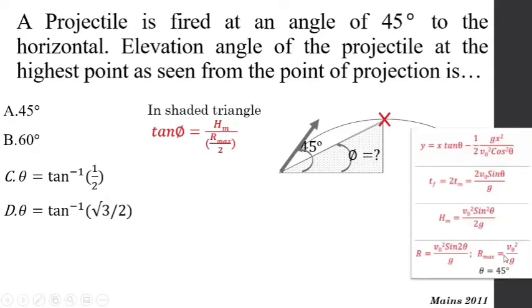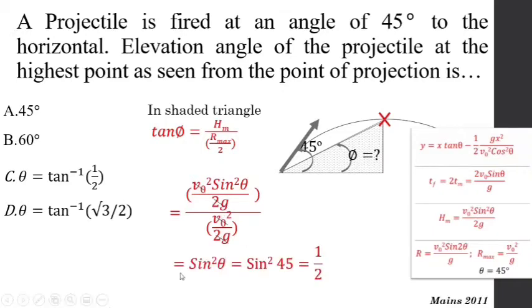Here you can see that R max is V square by G and H max is V0 square sin square theta divided by 2G. So let us use these two values in this formula. Here V0 square and V0 square will get cancelled, and 2G and 2G will get cancelled. This ultimately becomes sin square theta, and theta is given equal to 45 degrees. So it becomes sin square 45. Sin 45 is 1 by root 2, so sin square 45 will become 1 by 2. This is nothing but tan phi equal to 1 by 2 and phi will be equal to tan inverse of 1 by 2. So option C is correct.